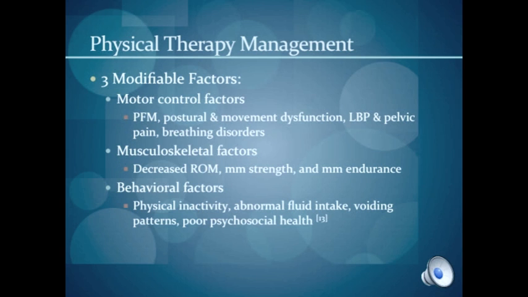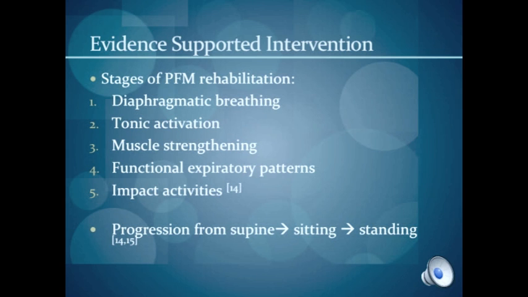Now, according to Sapsford, stages of pelvic floor musculature rehabilitation should include: first, diaphragmatic breathing; secondly, tonic activation, such as conscious activation of the pelvic floor musculature such as Kegel exercises; thirdly, muscle strengthening, activation of the pelvic floor, walking short distances; fourth, functional expiratory patterns, so contracting the pelvic floor musculature and increasing intra-abdominal pressure by coughing, laughing, holding your breath, or bearing down; fifth, impact activities, which at this phase we want the pelvic floor musculature activation to be more of an unconscious activation to promote increased functional activities. Now, all of these exercises will progress from supine to sitting to standing.